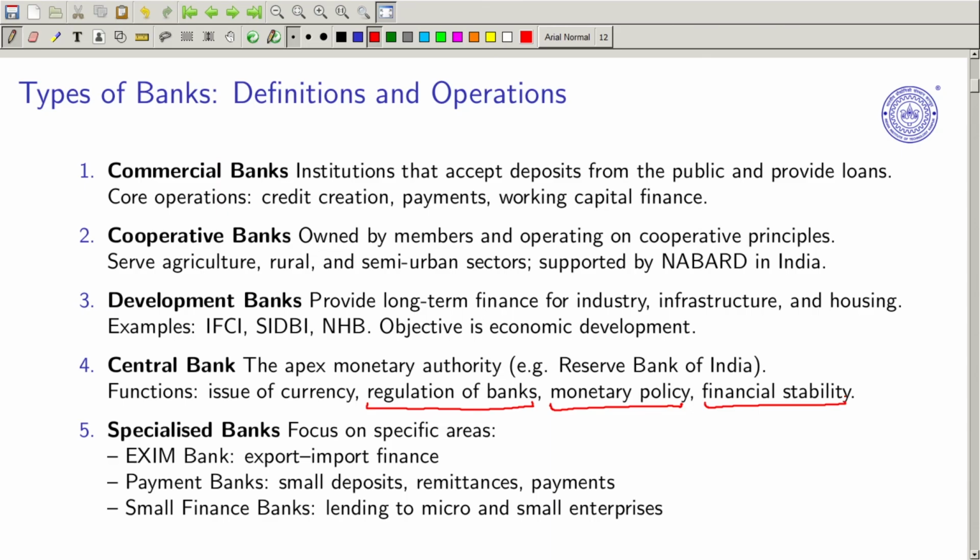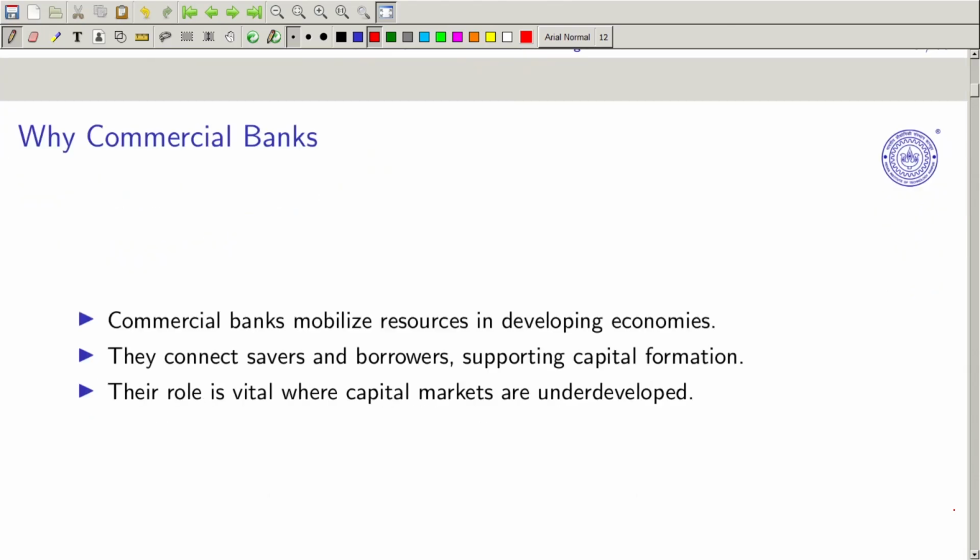There are specialized banks also in India, like Exim Bank, to support trade or export import financing, and it gives credit to the needy agencies. There are payment banks, as I mentioned, for small deposits and remittances: the Indian diaspora living in the Gulf or any other country send money, and those payments they cater to. A small finance bank is mostly for micro and small enterprises, and also for households, which is a recent development. So this is all about this.